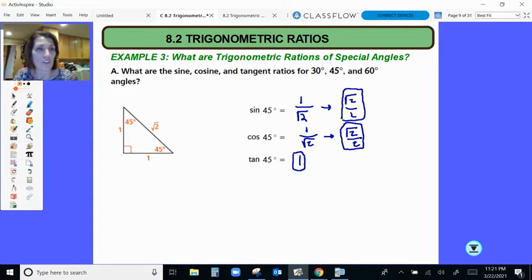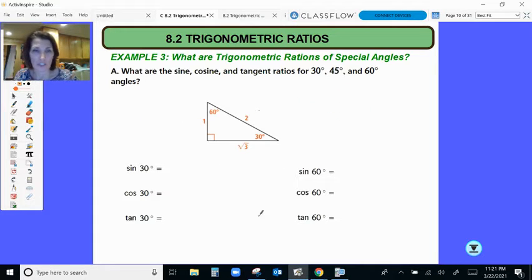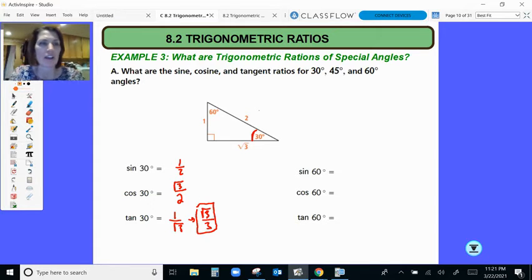Okay. How about our 30, 60, 90 triangles? What are those like? So let's look at our 30-degree angle. For our 30-degree angle here, my sine is going to be 1/2. So sine of 30 is always 1/2. Okay. My cosine of 30 is going to be the square root of 3 over 2. And my tangent of 30 is going to be opposite over adjacent, so 1 over square root of 3, which is going to end up being square root of 3 over 3 simplified.